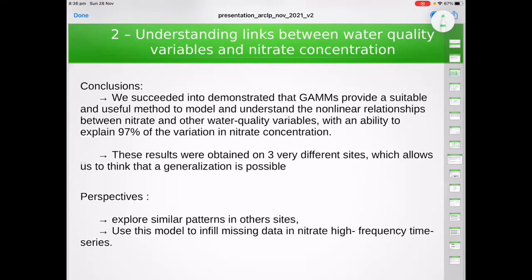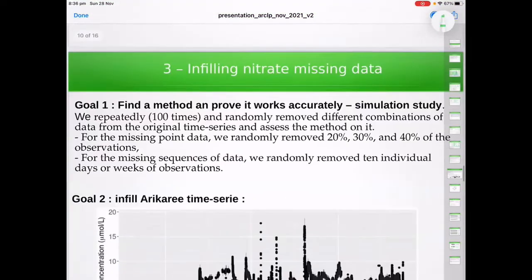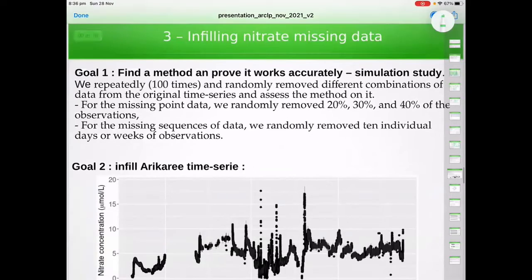And now we can use this model in our former work, whose goal is to infill the missing data. So I'm moving now to the last part of this talk, which is infilling nitrite missing data. First of all, I will present some results on a simulation study, and after that on the real data.